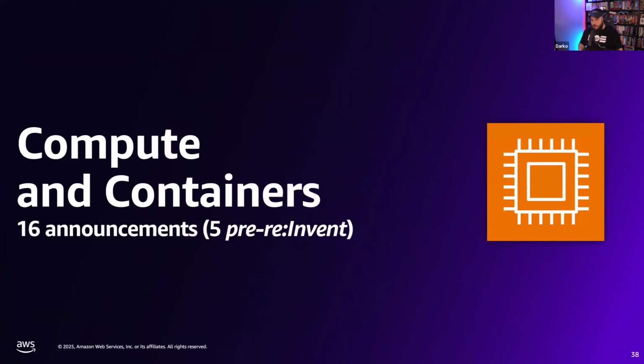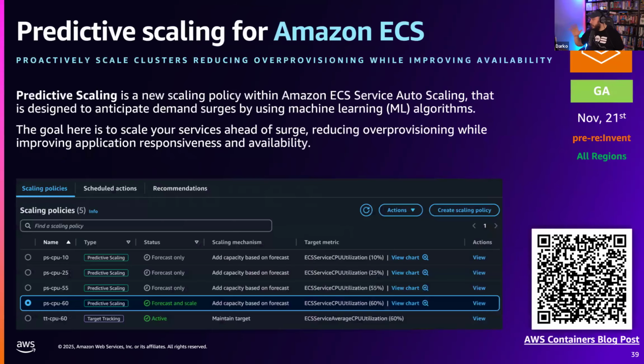Okay, compute and containers. Let's talk about silicon. Yeah, we're gonna talk about computers. There's a couple of really cool announcements here when it comes to compute and containers. Namely, let's start with containers. There's something called predictive scaling for ECS. ECS, Elastic Container Services, is basically a simple way to run containers on AWS. Simple in air quotes, or with an asterisk.